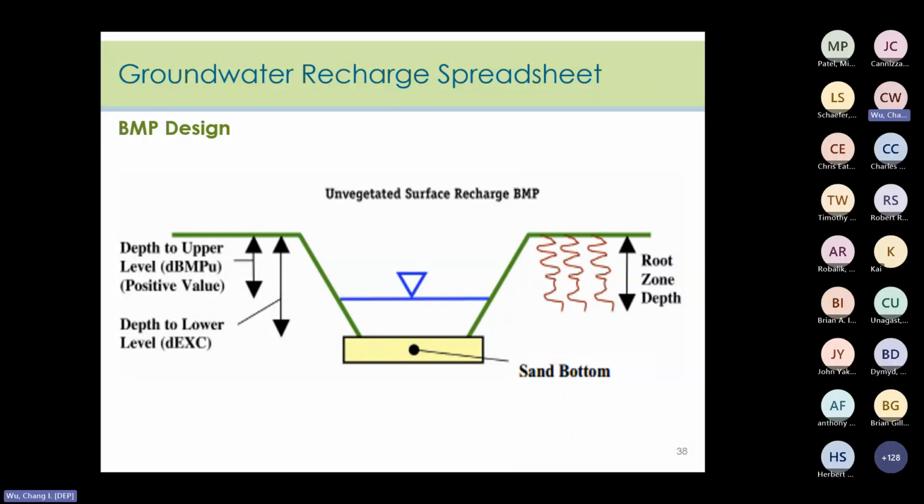In this scenario, the vegetated ground level is assumed to be the ground level surrounding the BMP. It's not the berm, just the ground surrounding the BMP. The vertical distance from the vegetated ground surface to the maximum water level in the BMP is positive in this scenario because the vegetated ground is above the maximum water level. For DEXC, the vertical distance from the vegetated ground surface to the bottom of the BMP is the full distance from the bottom of the BMP to the ground level surrounding the BMP.